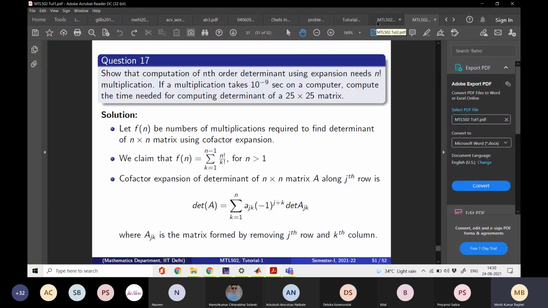So basically, if you see this summation, k varies from 1 to n minus 1. If k equals 1, it is already n factorial, and if k equals 2, it is n factorial by 2, and so on, summing it. So fn is always greater than or equal to n factorial. If k equals 1, then fn is n factorial. Is it correct? Is it fine?